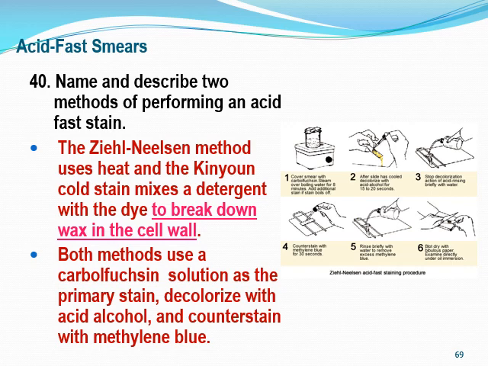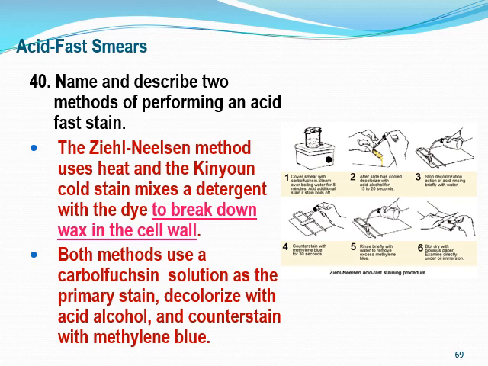So we're talking about two methods of performing an acid-fast stain. The Ziehl-Neelsen method uses heat, and the Kinyoun cold stain mixes a detergent with the dye to break down the wax in the cell wall, okay? So what you're trying to do is break down that cell wall. It's like we talked about earlier, because once you break down the cell wall, then we use something, right?